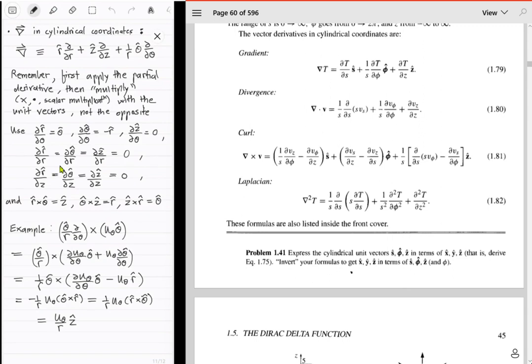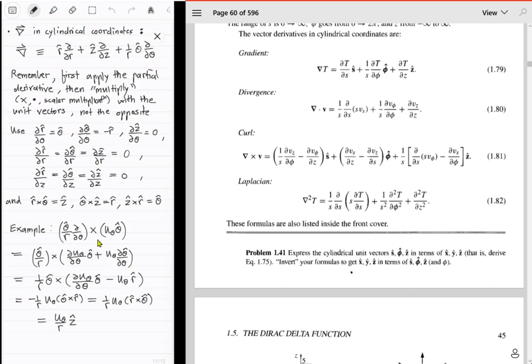So I have an example over here. This thing, theta hat upon r, partial theta, cross u theta theta hat. First, you'll do the differentiation, right? So differentiate theta hat as well, because that's a variable vector now. Like x hat, y hat, z hat would be constant vectors, but theta hat is not. It's changing depending on where you are. It depends on your position.